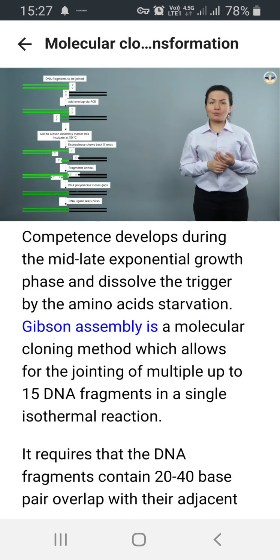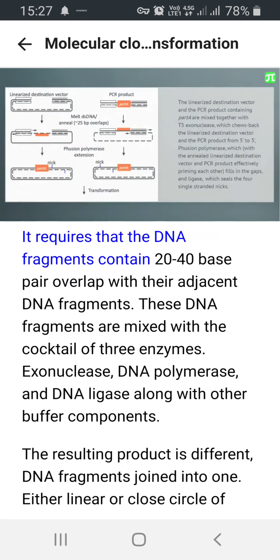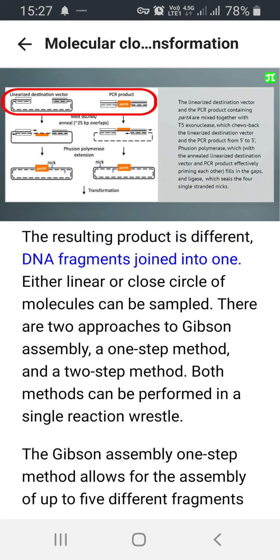Gibson assembly is a molecular cloning method which allows for the joining of multiple, up to 15, DNA fragments in a single isothermal reaction. It requires that the DNA fragments contain a 20 to 40 base pair overlap with the adjacent DNA fragments. These DNA fragments are mixed with a cocktail of 3 enzymes: exonuclease, DNA polymerase, and DNA ligase, along with other buffer components. The resulting product is different DNA fragments joined into one. Linear or closed circular molecules can be assembled.